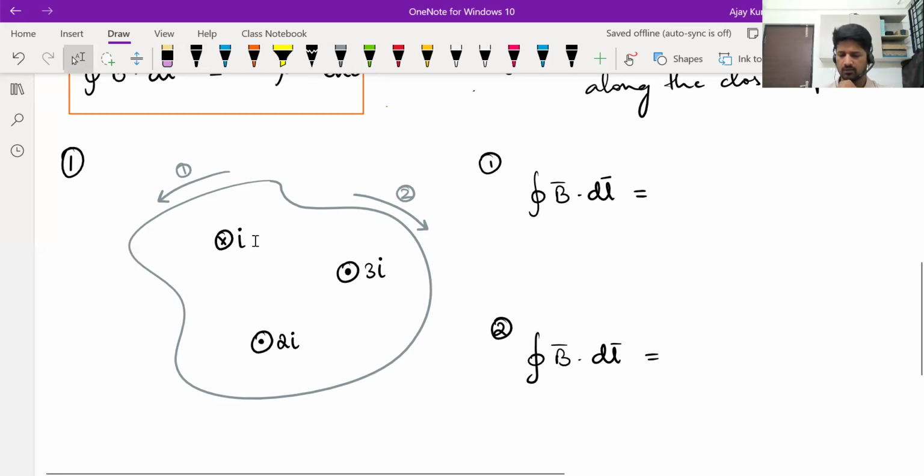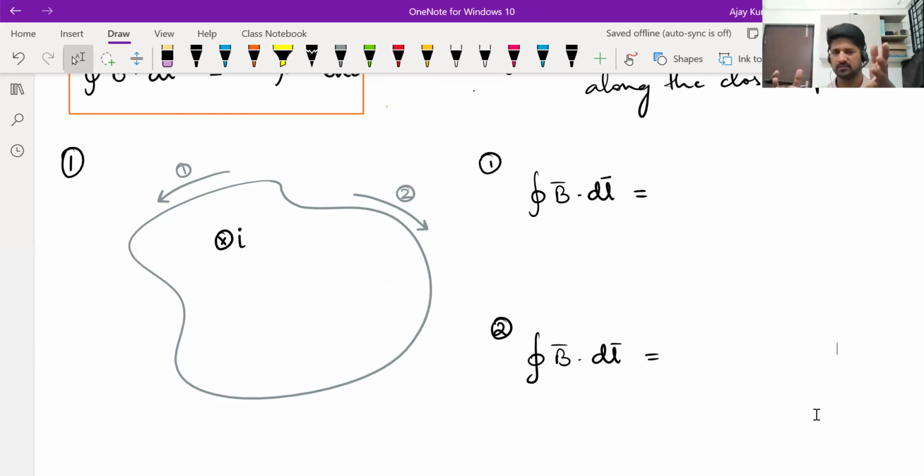Okay, if you are finding it confusing to do this right away, let's ignore these currents, 2I and 3I, for now. Suppose I is the only current. Do the integral of B dot dl along that closed path in one direction and the other direction. Tell me the result.